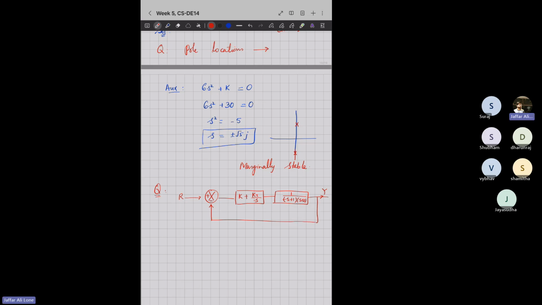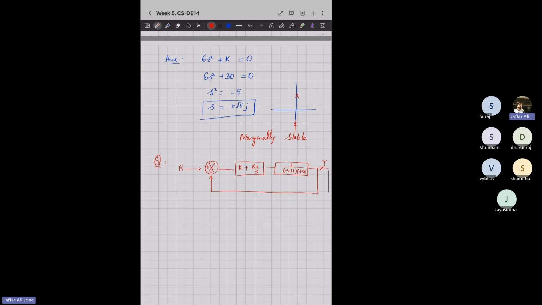So basically you have a PI controller with a transfer function. The question is: find the range of controller gains K and Ki such that the feedback system is stable. So you'll get questions like this in the exam. There will be nothing like, given a polynomial, find whether the system is stable or not. There will be questions which are mixed. Such that the feedback system is stable.